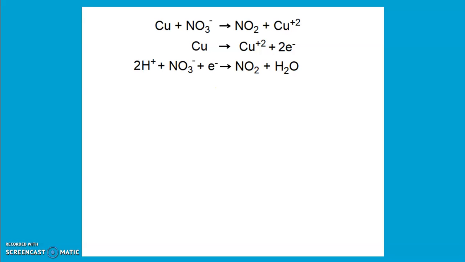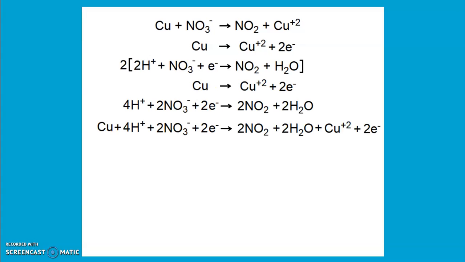So now I can compare my oxidation reaction with my reduction reaction and make sure the amount of electrons are balanced. Well, in the oxidation reaction, I have 2 electrons. In the reduction, I only have 1. So the least common multiple between those is 2. So the copper reaction, once again, we can leave alone. However, the nitrate reaction down below, we do have to multiply by 2 and double it up.